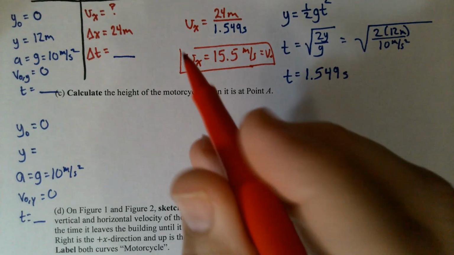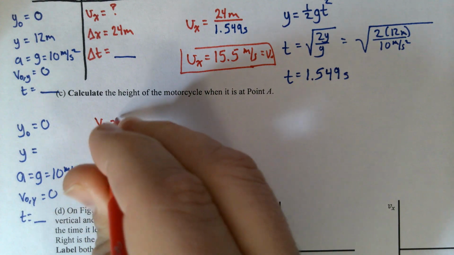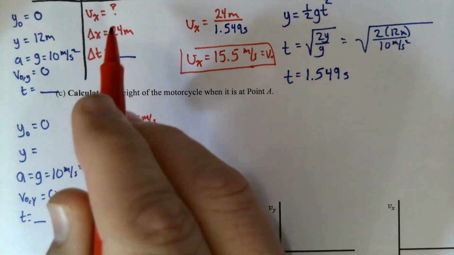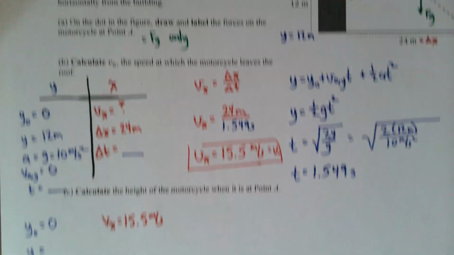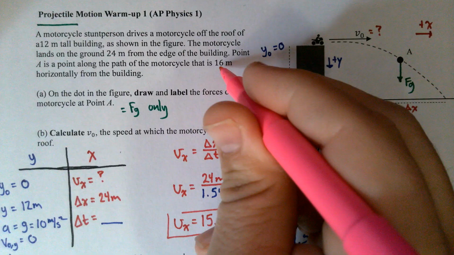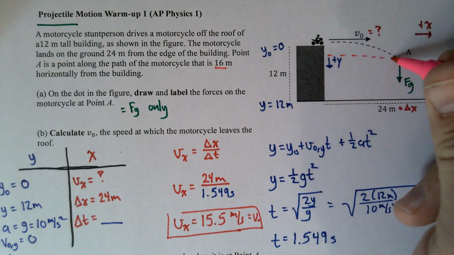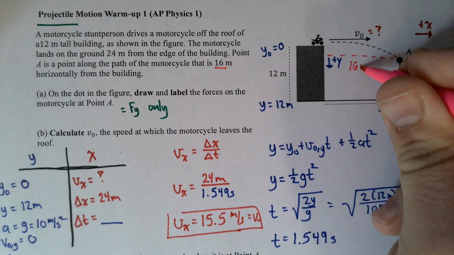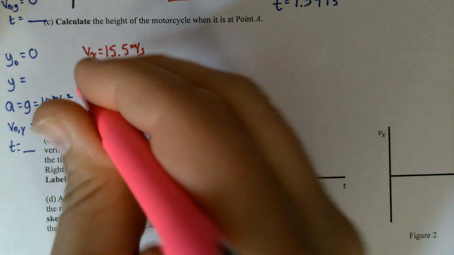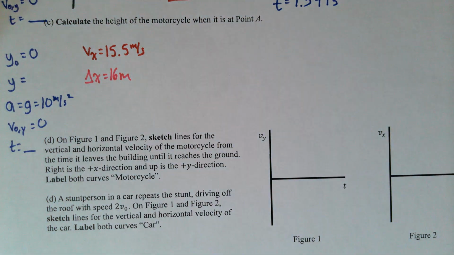In the x direction, this velocity is still useful because the motorcycle still leaves the roof at that speed. But now I have a new delta x. If I go back up here and look at our picture real quick, we're told that point A is 16 meters horizontally from the building. So this distance here is 16 meters. I'm going to use that for my delta x instead of 24. So delta x is 16 meters to point A.